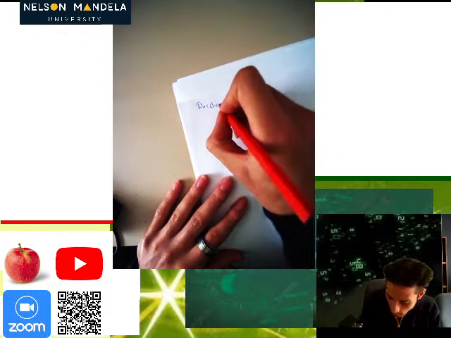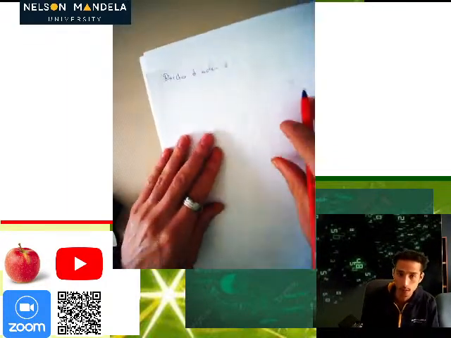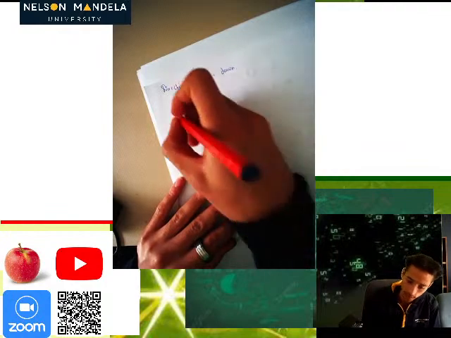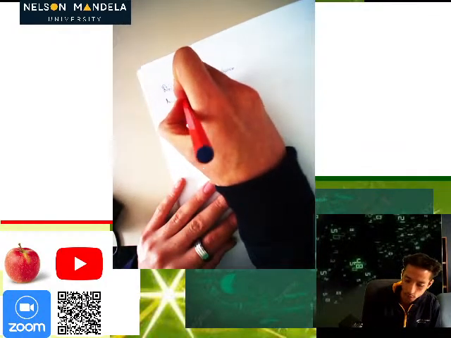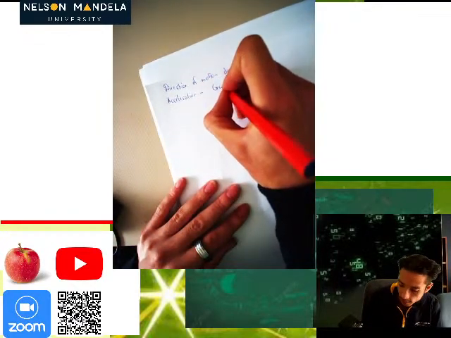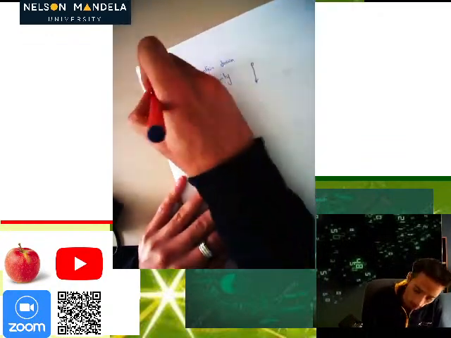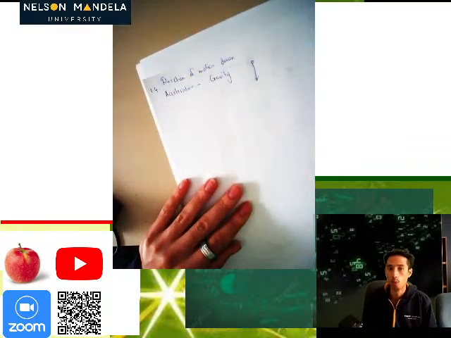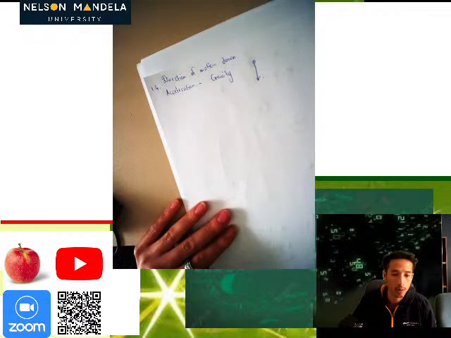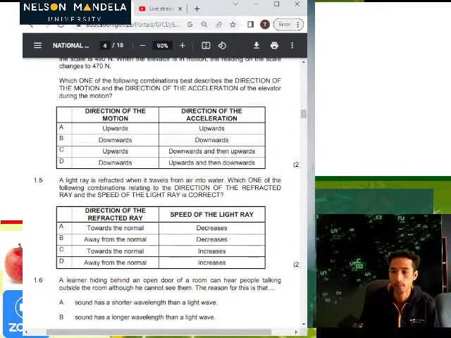Okay, so we know the direction of motion is downwards. And we also know that in this instance the acceleration continues to occur downward. Why? Because gravity is what's causing the acceleration, and we know that gravity always acts toward the earth. Okay, so for our paper we would see that the correct solution here would be B.